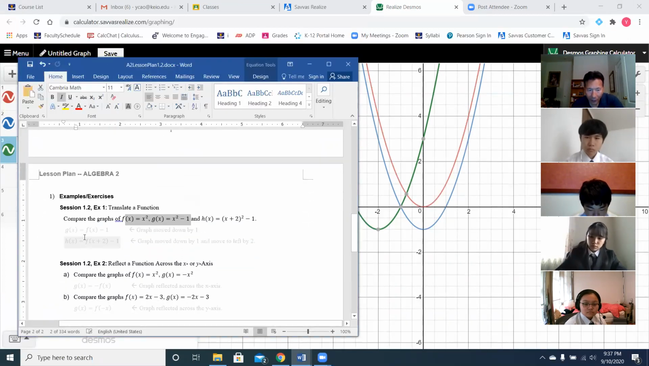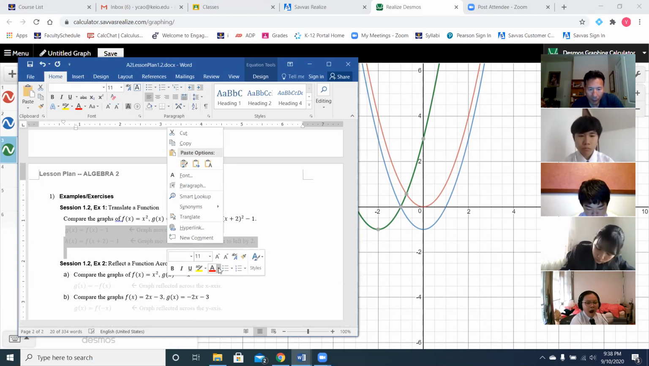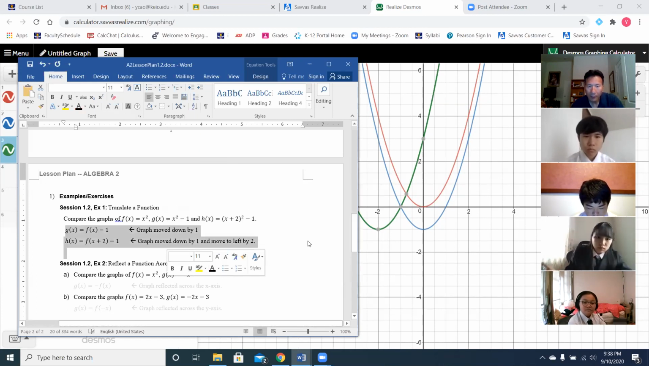You see, we want you to graph. Okay, I'm going to make this visible to you guys. So look at the difference.